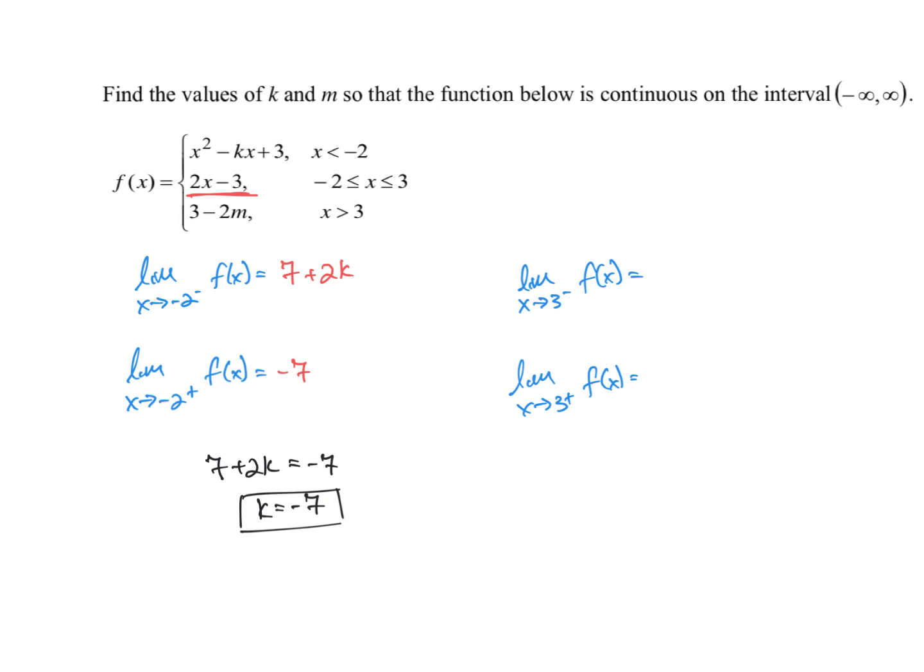So when I do 3 from the left, what would I end up getting? 3. All right. And then 3 from the right, what would I end up getting? Three minus 2m. And it's the one that equals 0. And so we're going to set them equal. So now what do we get for m? 0. All right, m equals 0. So k would equal -7 and m would equal 0. All right, pretty good. And there you go.